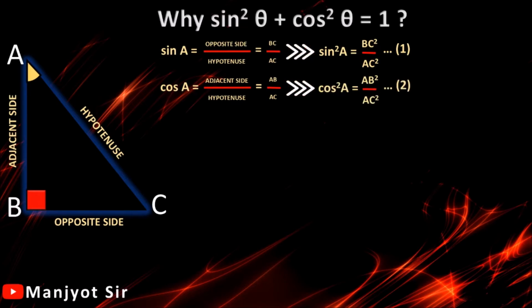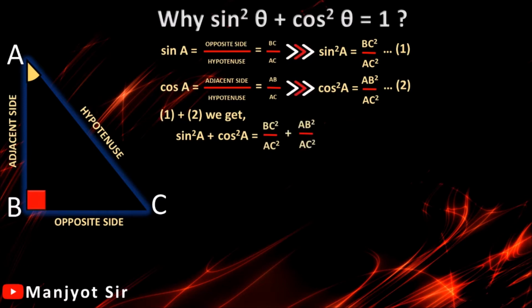Now if you observe, we got sin square, we got cos square, but we need to add them. See, in the identity it is sin square plus cos square. So we'll add these two equations to get sin square plus cos square. So we'll add equation number 1 and equation number 2. Now see, while adding, remember one important thing. We'll add LHS first, then we'll add RHS. So if you add LHS, it will be sin square A plus cos square A is equal to, if you add RHS, it will be BC square upon AC square plus AB square upon AC square.